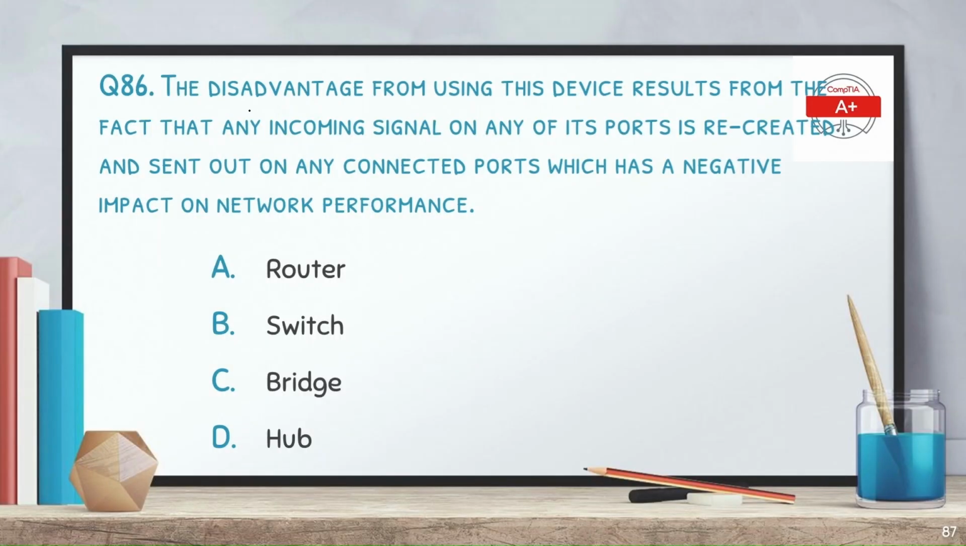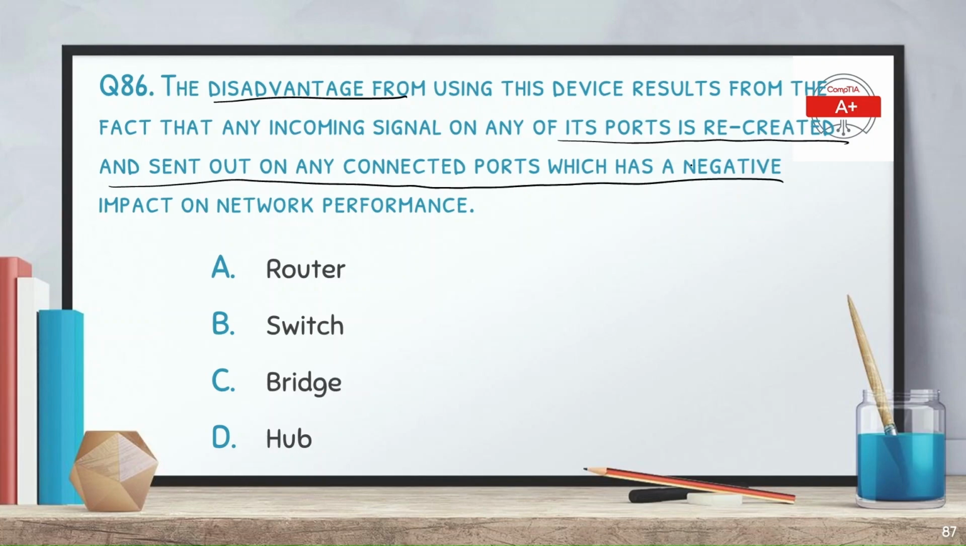Question number 86 is that the disadvantage from using the device results from the fact that any incoming signal on any of its ports is recreated and sent out on any connected ports, which has a negative impact on network performance. So what is this device? Options are A router, B switch, C bridge, and D hub. And the correct option is the hub.